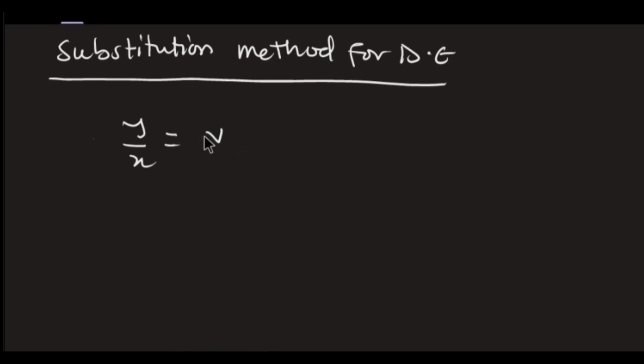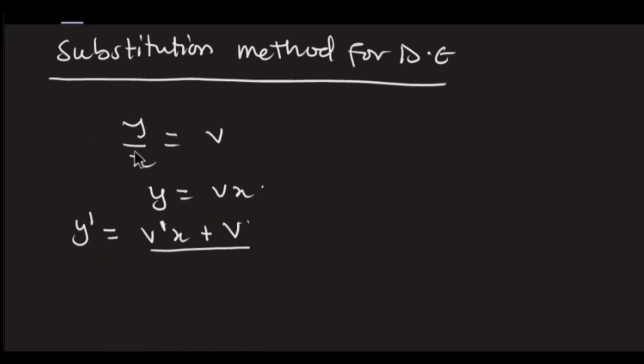Once you get y over x equals v, you realize that when I multiply through, I get y is equal to vx, right? Once you have y equals vx, my y prime will be v prime x plus v. That is, when I differentiate v, I maintain x, so v prime x, plus I maintain v and differentiate x, giving me 1.